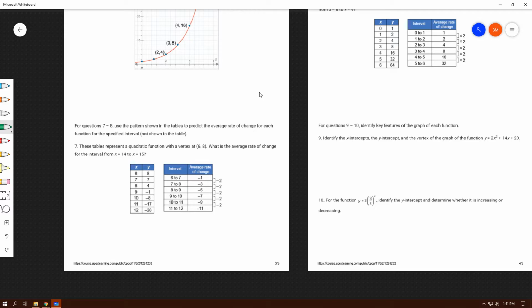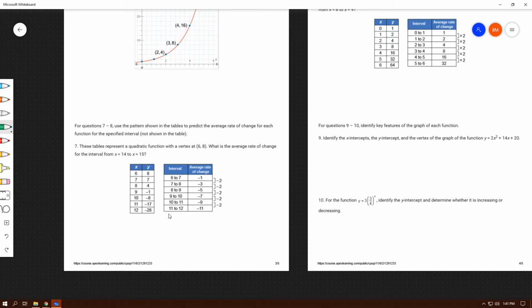So what is the average rate of change from 14 to 15? Okay, so we don't actually know. We don't have 14 to 15. But what we have seen from 6 to 7, 7 to 8, 8 to 9, 9 to 10 is always going up. It's always going down by 2.